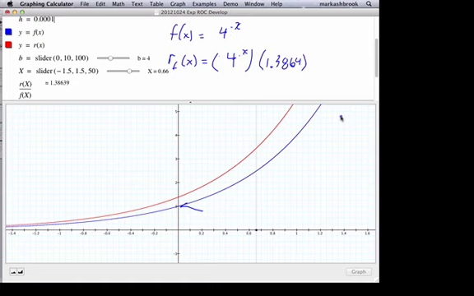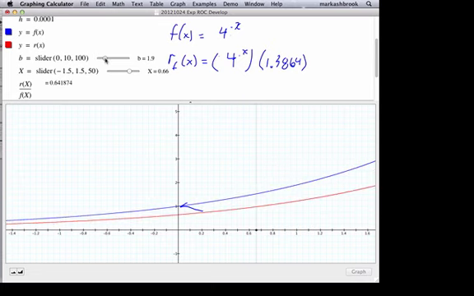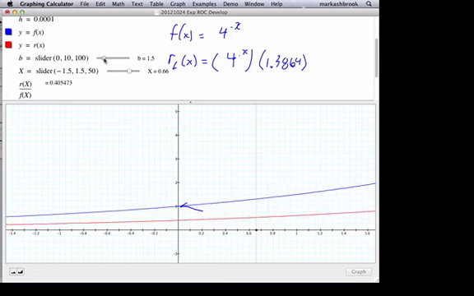Okay, next one I want to do: I want to change this to 1.5. Now the base is 1.5. What's our value of k? 0.405. If I change x, does it change? Nope. The rate of change is always 0.405 of the original function.